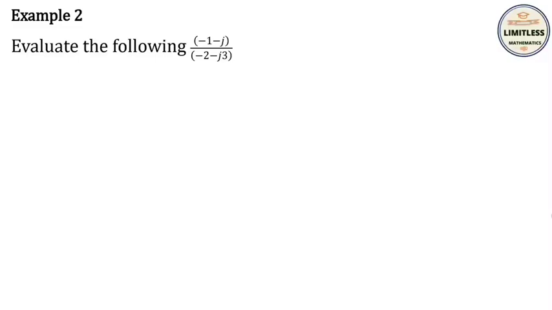Welcome to today's session. So today we continue looking at division of complex numbers. Our question of interest reads, evaluate the following: (-1 - j) divided by (-2 - j3).